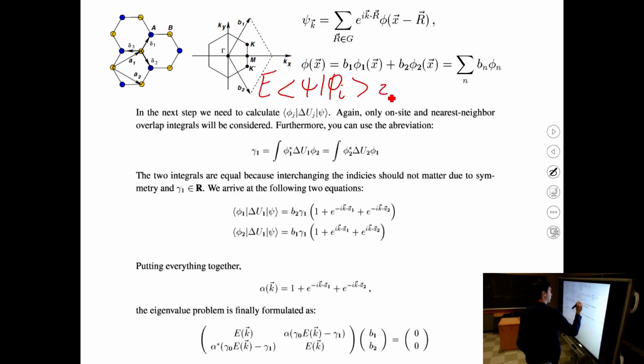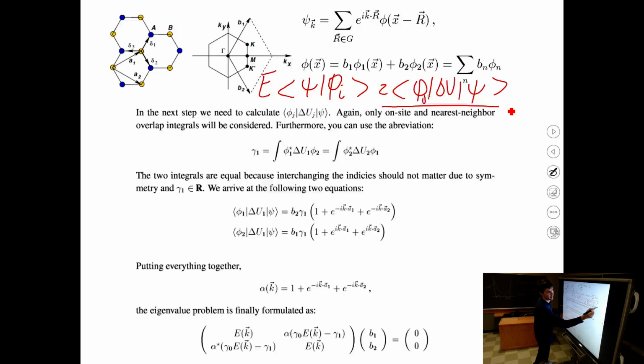And our Schrodinger equation was also including phi delta u psi. So we need to calculate this term, which is the transition from one sublattice to the other over the confining atomic potential.